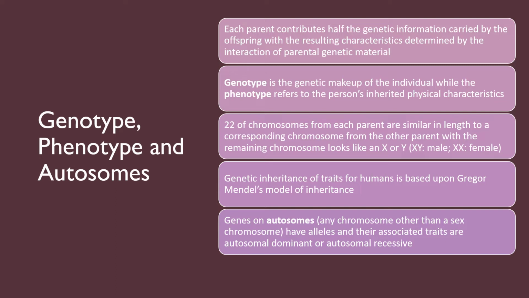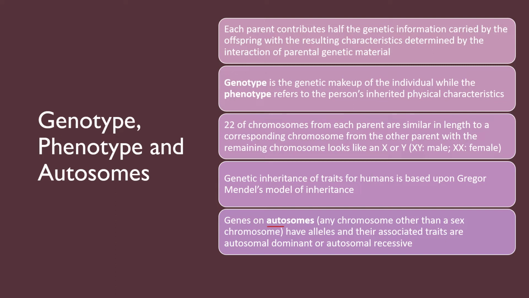So we have again these three terms: genotype, phenotype, and autosomes. So a genotype is the genetic makeup of the individual, yung genes niya, while the phenotype refers to the person's inherited physical characteristics. 22 of the chromosomes from each parent are similar in length to a corresponding chromosome from the other parent, with the remaining chromosome looking like an X or Y. So that is the 23rd chromosome. The genetic inheritance of traits for humans is based upon Gregor Mendel's model of inheritance. Yung Mendel siya yung father of genetics.